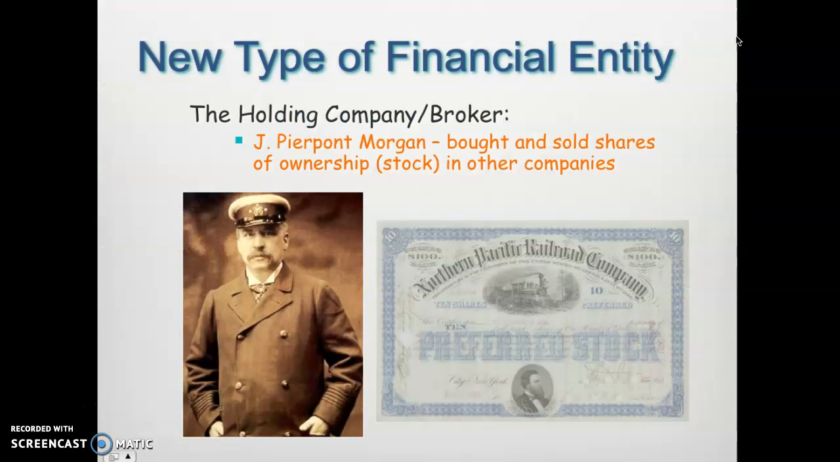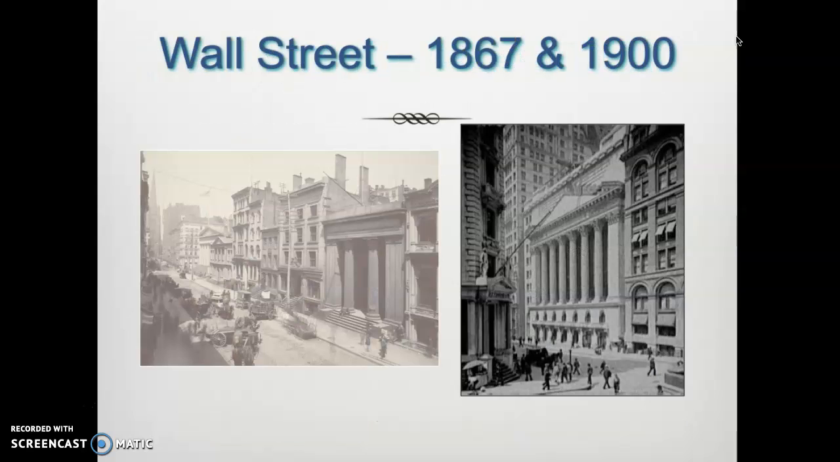Another new type of business emerged in the late 1800s, and that was the holding company. This is the predecessor of the modern day mutual fund or hedge fund, in which one person or business is buying up shares of ownership and stocks in publicly traded companies and then selling them, hopefully for a profit. It actually led to the building of Wall Street.